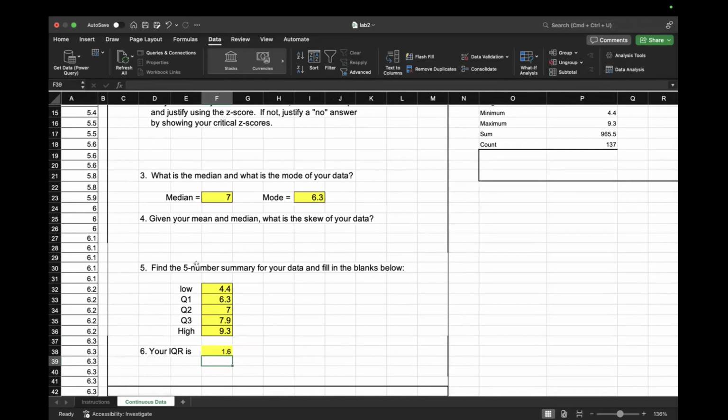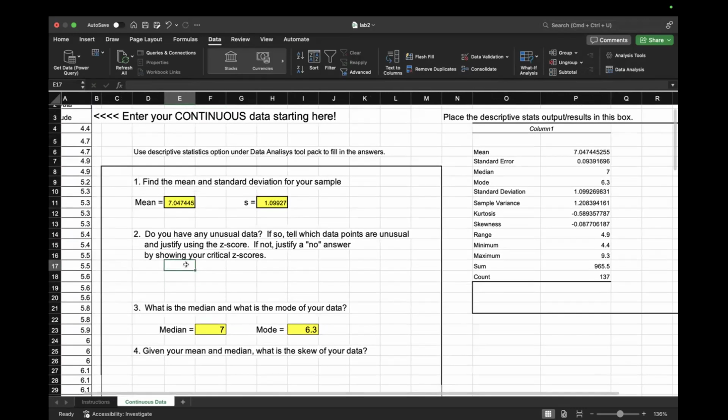All right, finally, what I want you to do in number 2, there's two different ways to do this. So we're using z-scores. For looking for your unusual data, you are going to use the two standard deviation rule. The different ways that you could do this is you could calculate using your standard deviation. I could take my mean plus 2 times standard deviation.